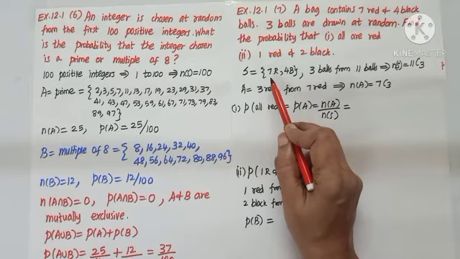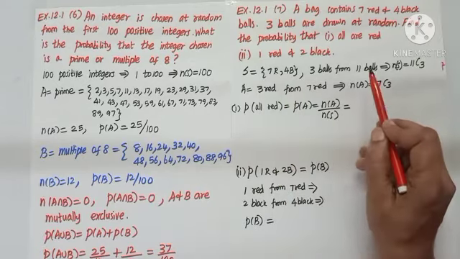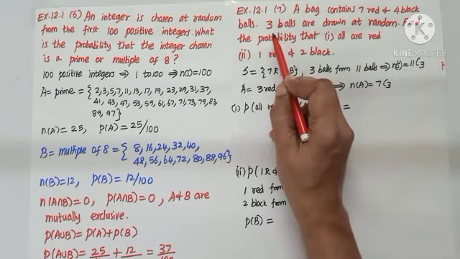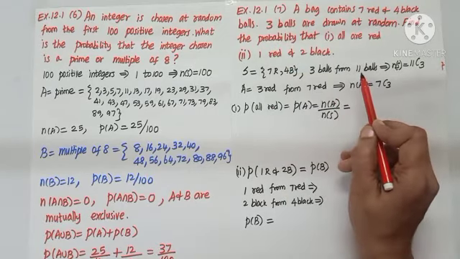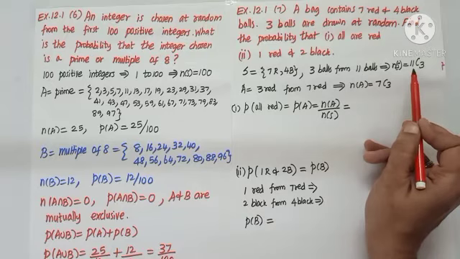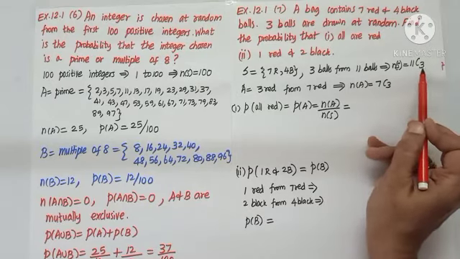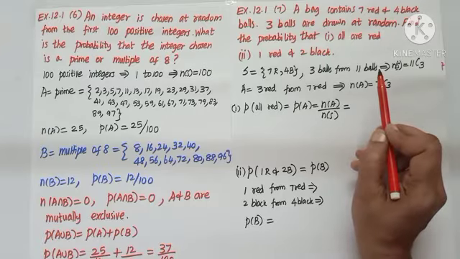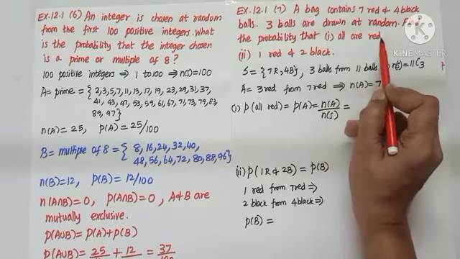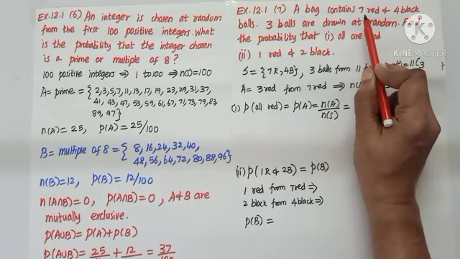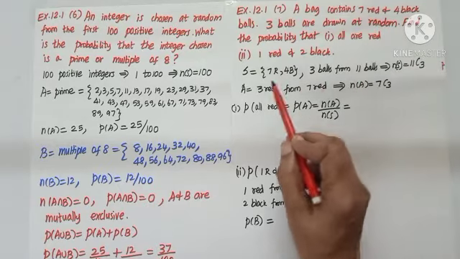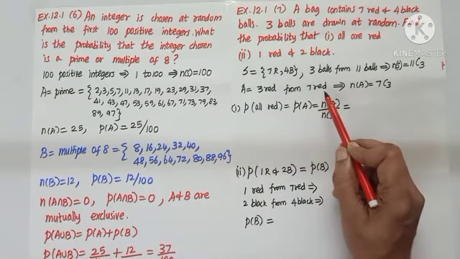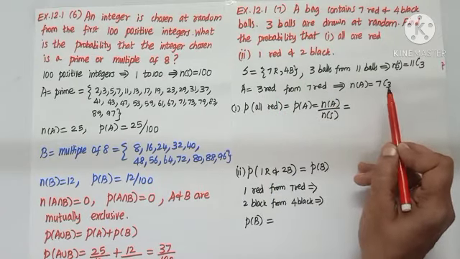How many balls altogether? 7 plus 4, 11 balls. How many are chosen? 3. 3 from 11. We have the combination 11C3, which we term as N of S. First subdivision, all are red. How many red balls are there? 7. How many do I want? 3. So 3 red from 7 red, we will say 7C3.